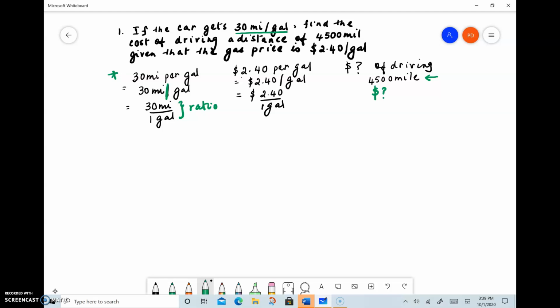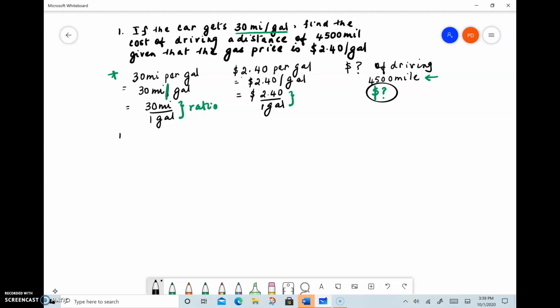We also are given the gas price, which is $2.40 per gallon. So that is the same as $2.40 over 1 gallon. So this tells us again in the ratio form that for every 1 gallon, we need $2.40. And if we have $2.40, we can purchase 1 gallon. So we write down all the important numbers. We're going to solve this problem, and solving the problem would be trying to figure out what the cost of driving 4,500 miles is.